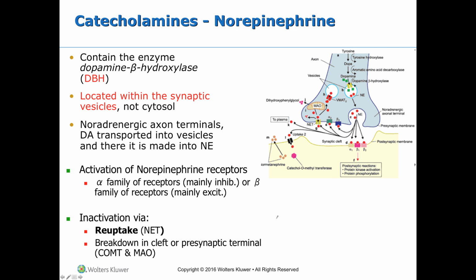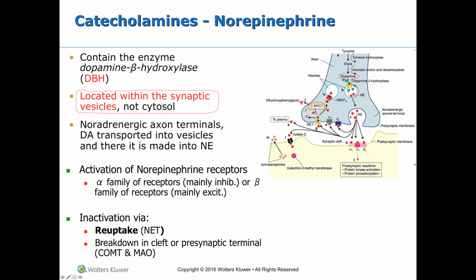Norepinephrine synthesis involves the enzyme dopamine beta hydroxylase, which causes dopamine to turn into norepinephrine. What's interesting is that this occurs within the synaptic vesicles and not the cytosol. So you have your reaction that forms dopamine here, and dopamine beta hydroxylase occurs within the synaptic vesicles, allowing norepinephrine to be synthesized directly in the vesicles.